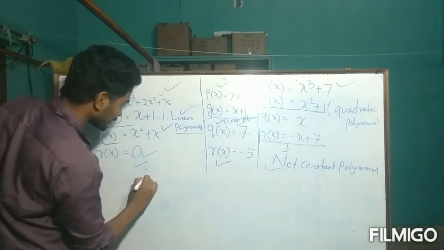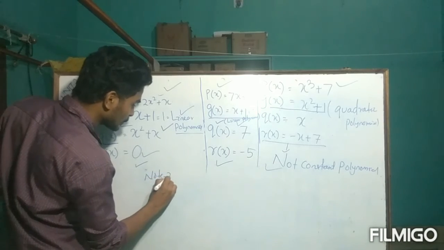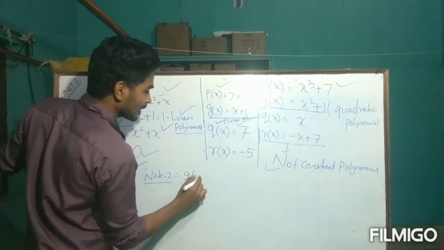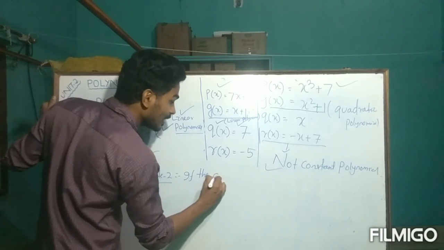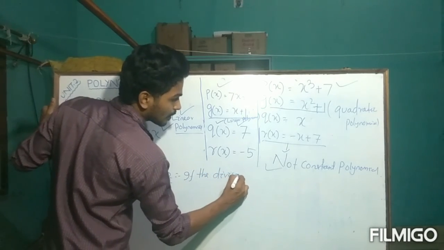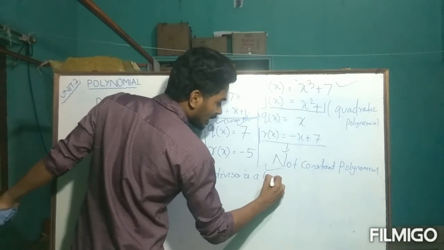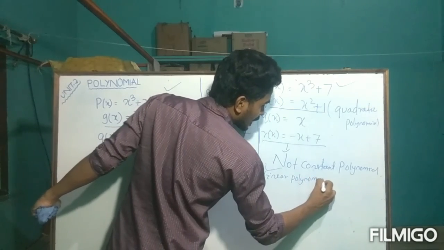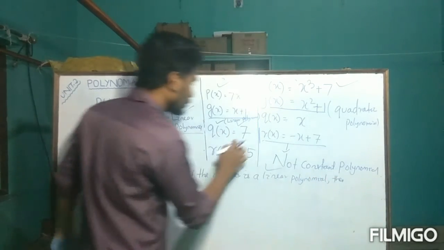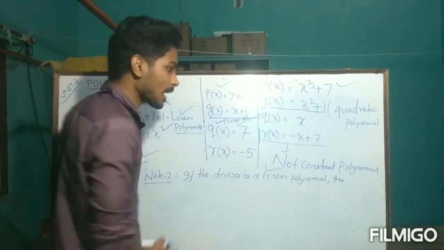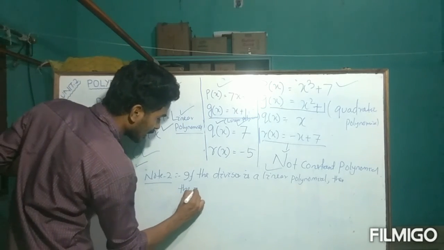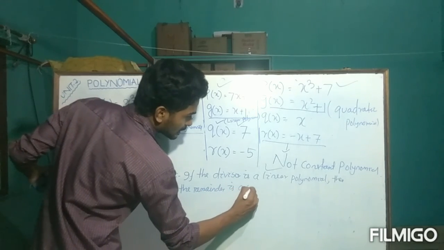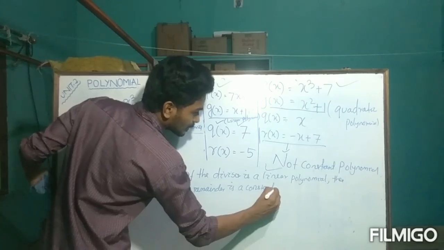So you can say note 2. What is note 2? If the divisor is a linear polynomial, okay, then the remainder will be how much? The remainder always remains constant. Then the remainder is a constant. Write it down.